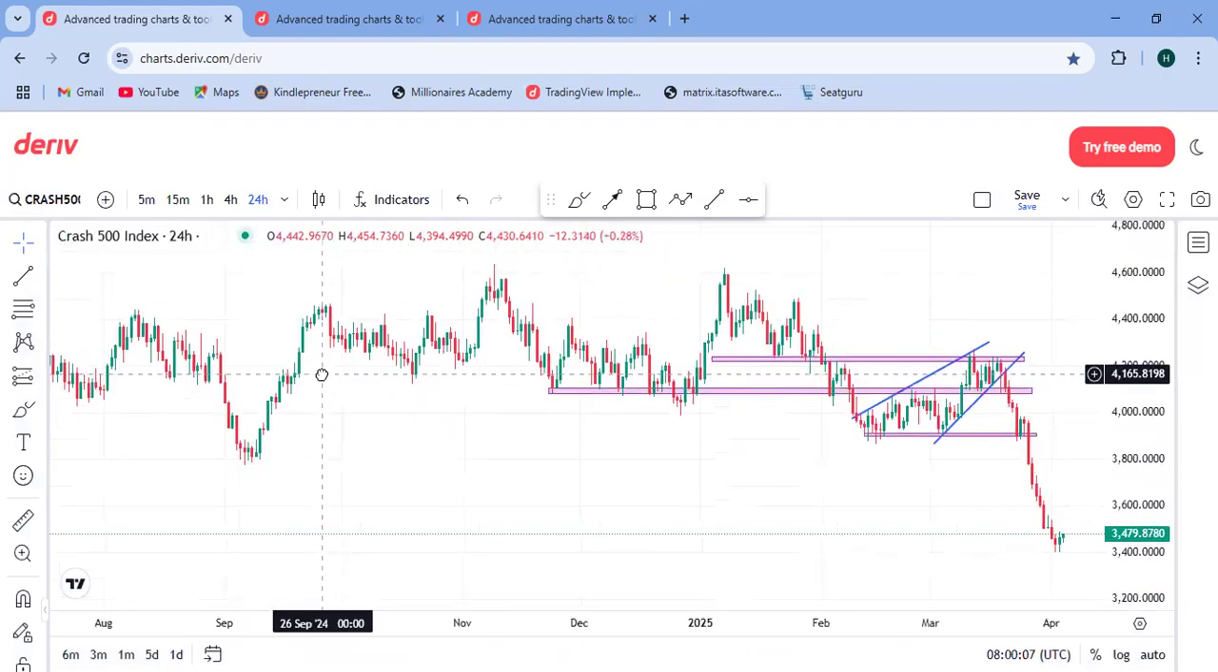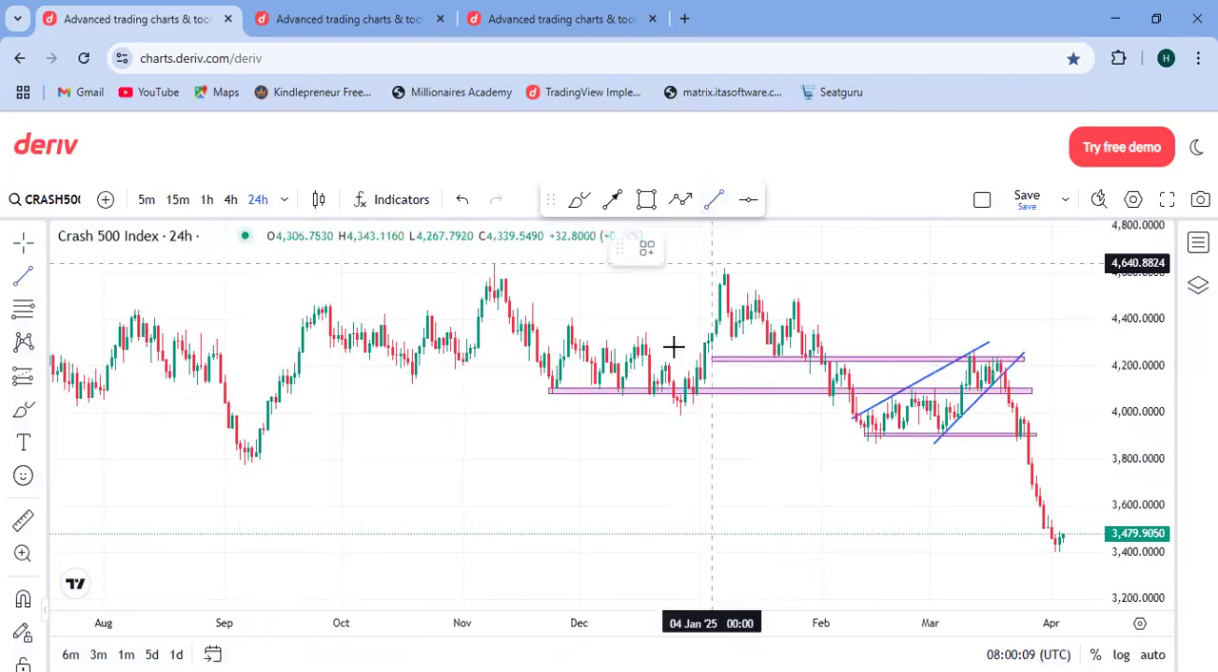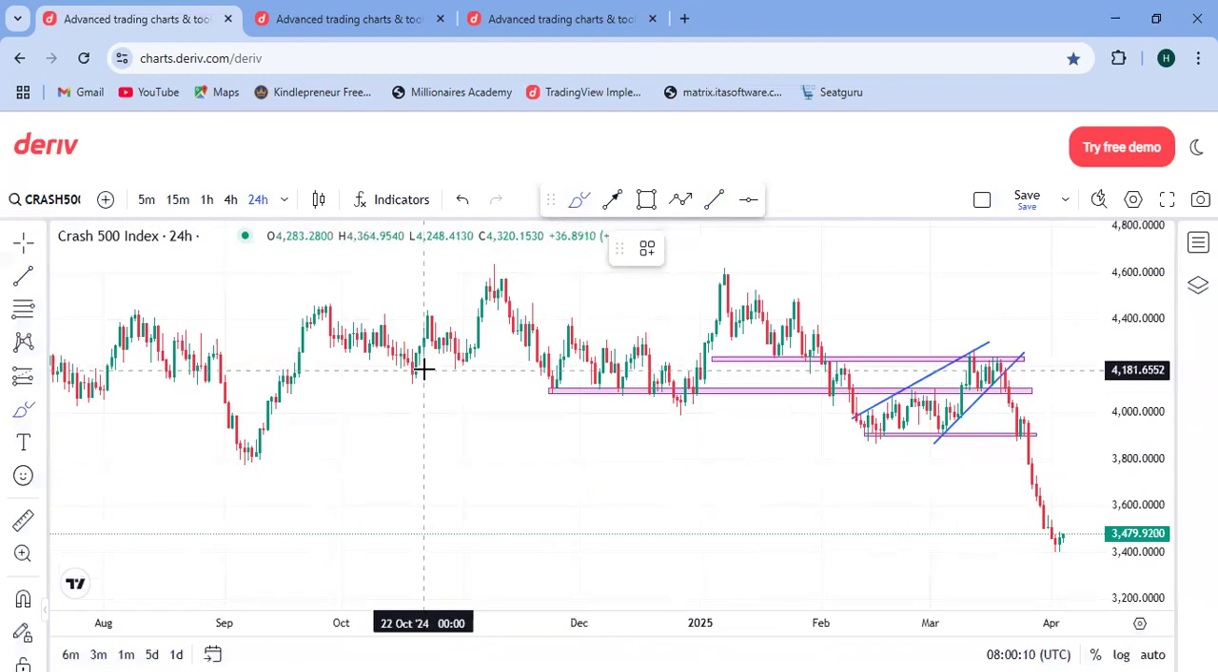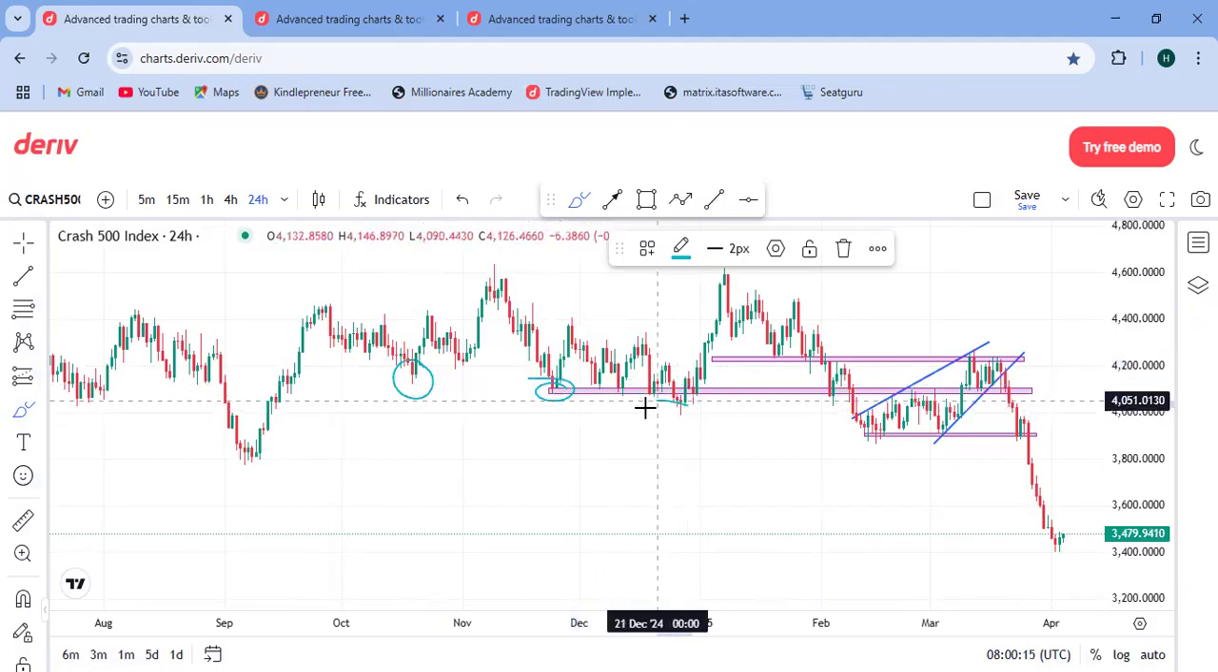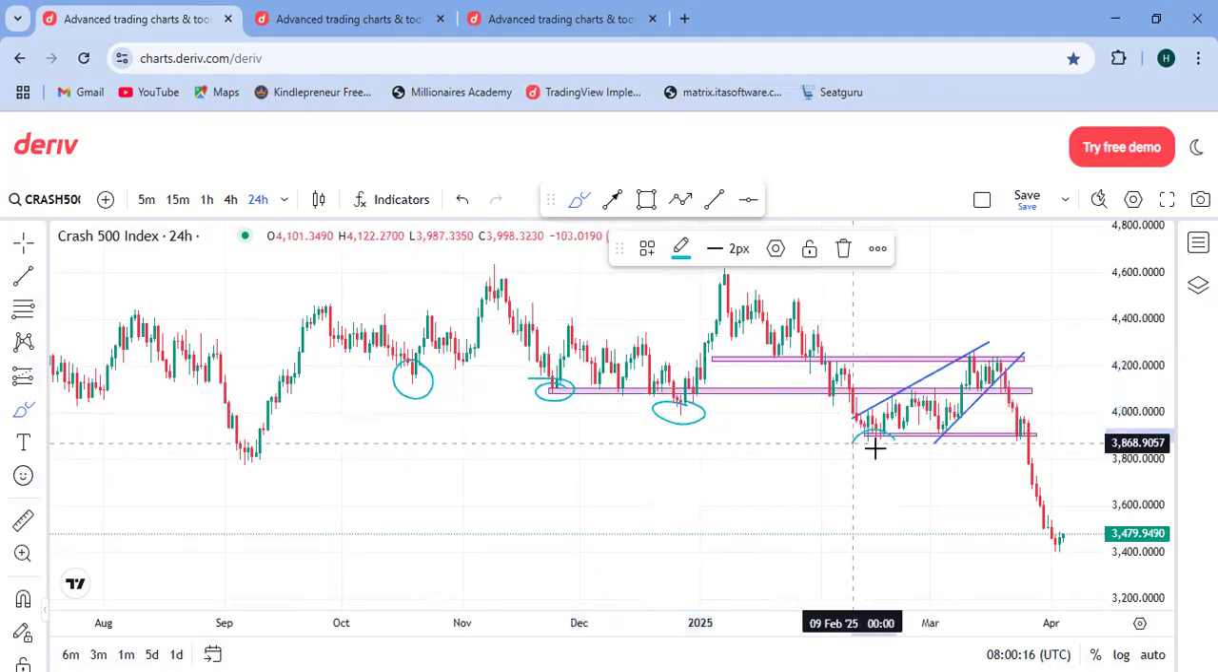Okay, good. Now see this. The market, look at this. See what the market did. This is a first low. It's another low. The market kept printing lows, kept on printing lower lows and lower lows.